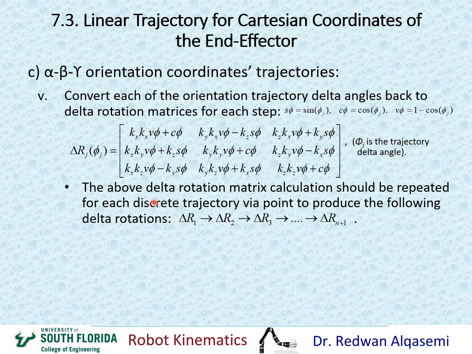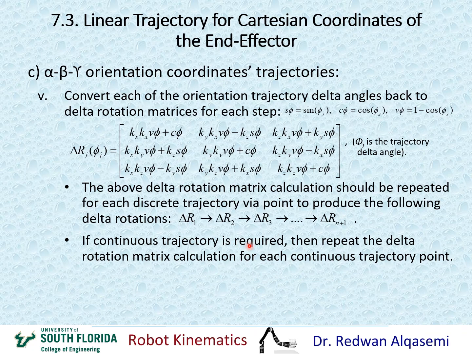Now, this rotation matrix here calculates a single trajectory point. So I need to repeat this for each point in my discrete trajectory if I'm using discrete trajectories. Okay, and then at the end, I will construct my trajectory differences as follows. So we have here delta R1, delta R2, delta R3, all the way until we find the last delta, which is delta R n plus 1, where n, of course, is the number of steps for our discrete trajectory.